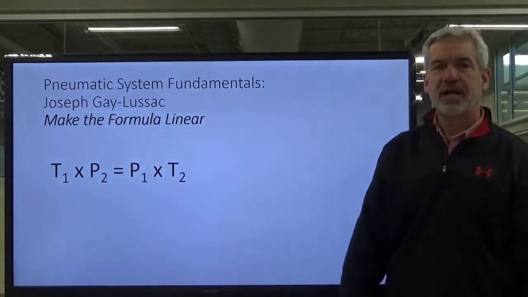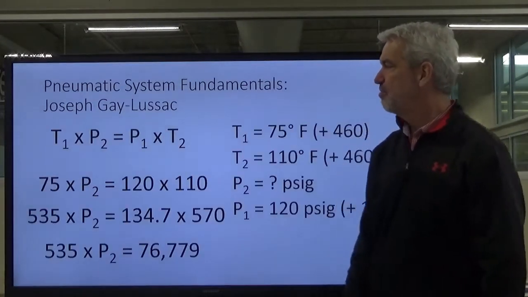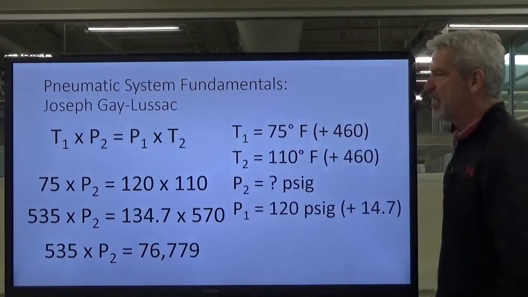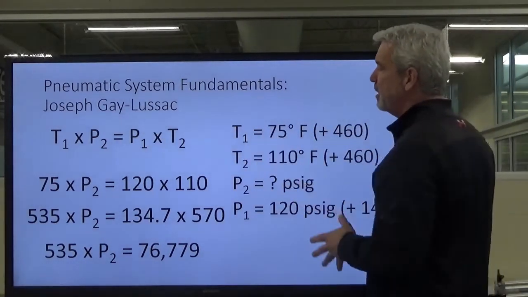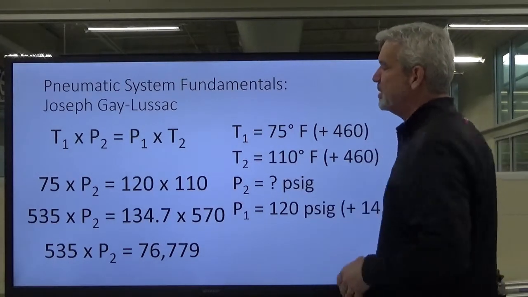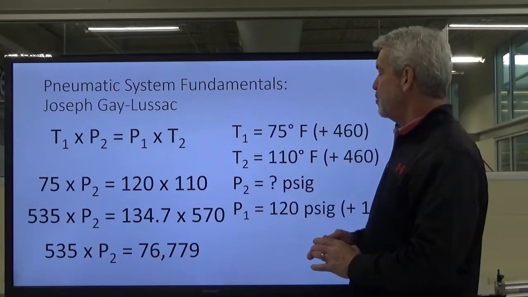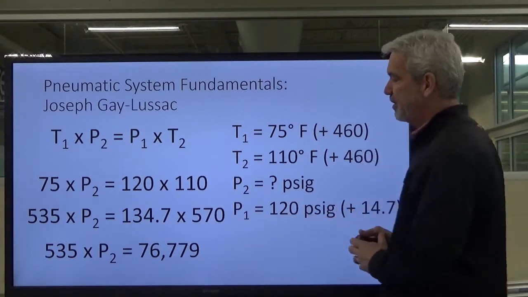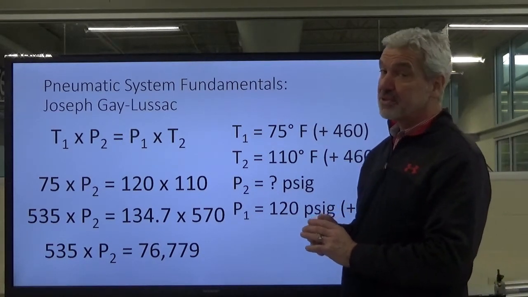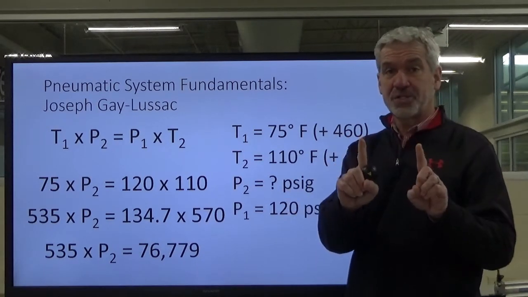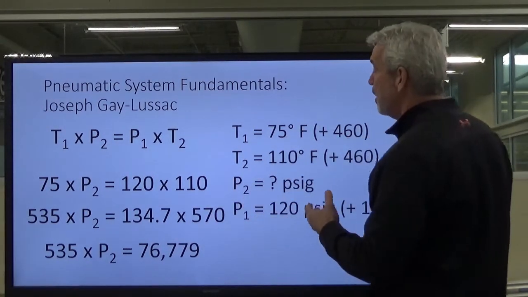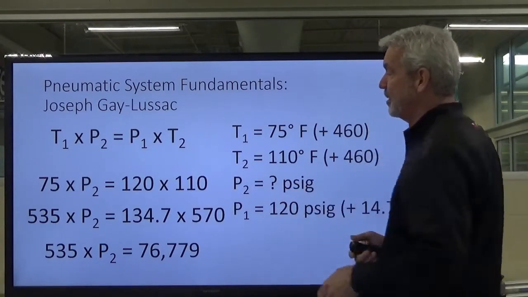P1 times T2, and let's go ahead and put this into play, okay? I went ahead and put the formula up there so we could reference it at different times. So we have a starting temperature of 75 degrees, and the temperature is going to bump up to 110 degrees, and we have a starting pressure of 120 PSI, and we want to know what that pressure is going to be. Well, we know it's going to be a direct relationship, and we know it's going to go up because Mr. Lussac has told us that. So we want to just figure out exactly what it is, though, okay?